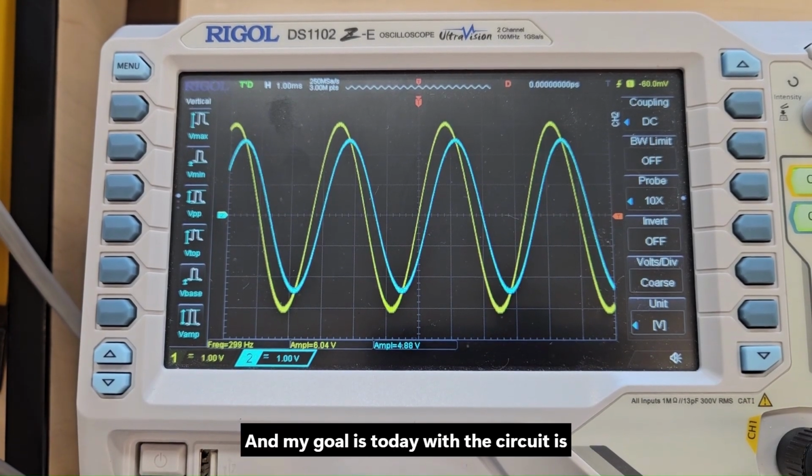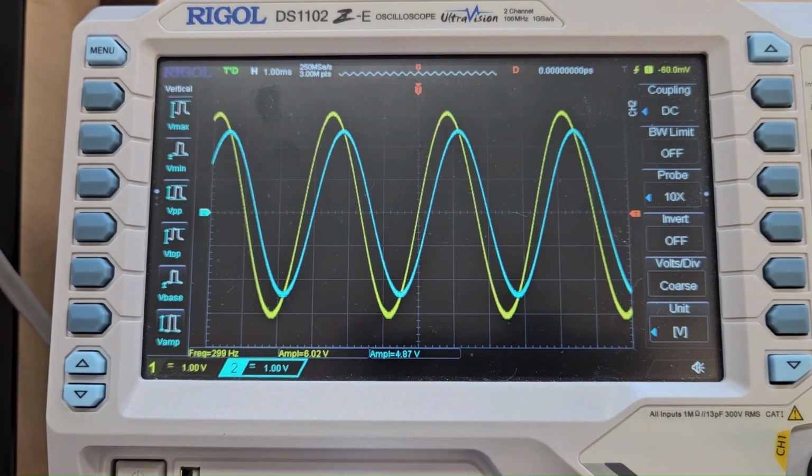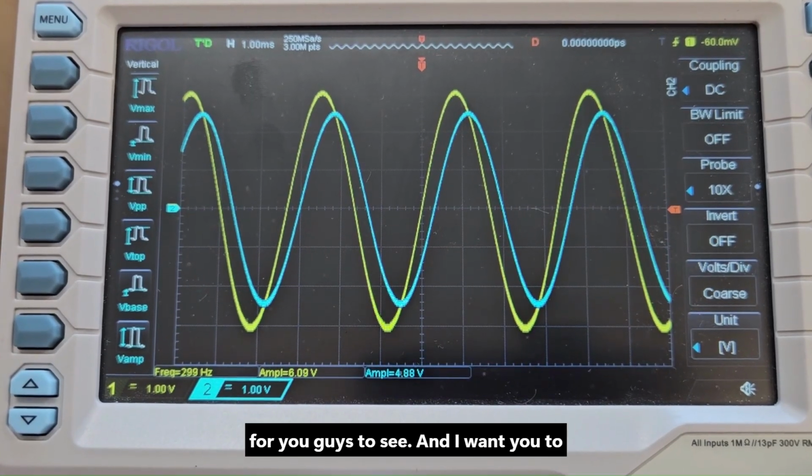My goal today with this circuit is I want to see the maximum output voltage after the resistor, which means I want to see the maximum voltage for capacitor, which is represented as blue. So starting with 300 hertz here, I'll zoom in for you guys to see.